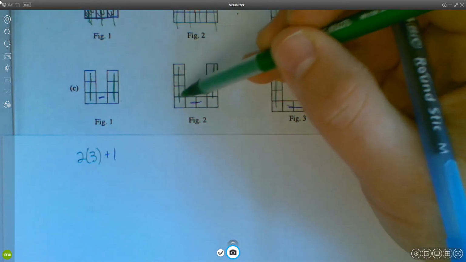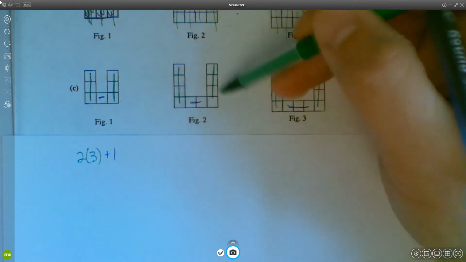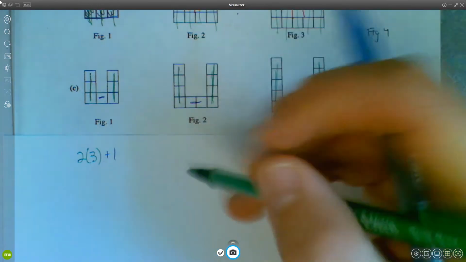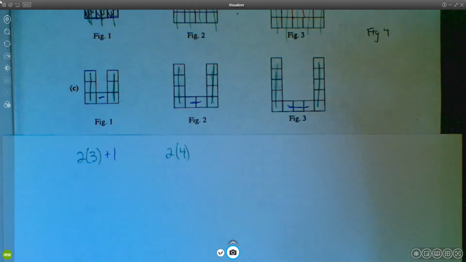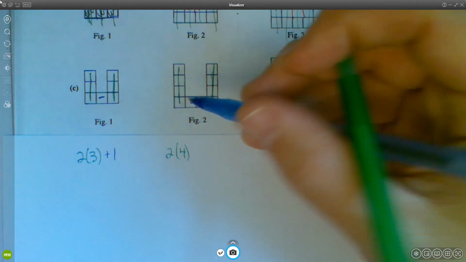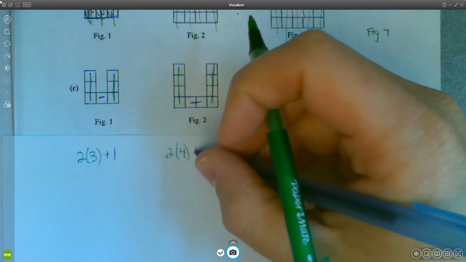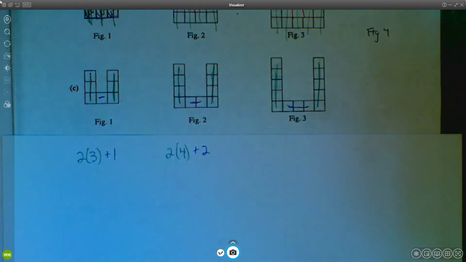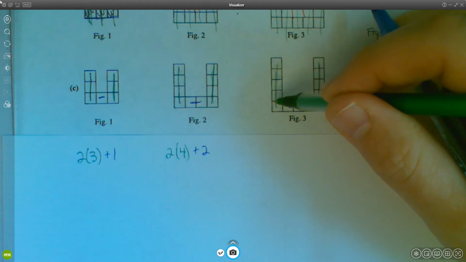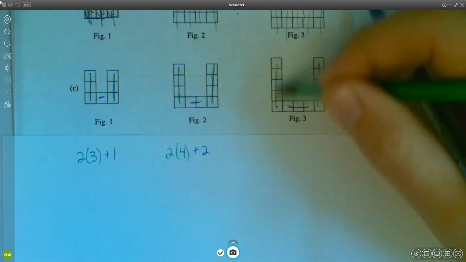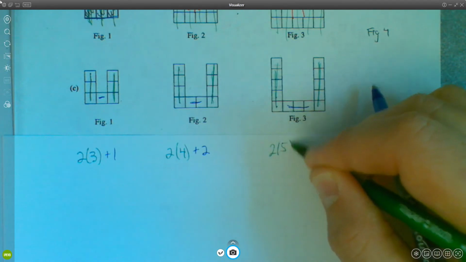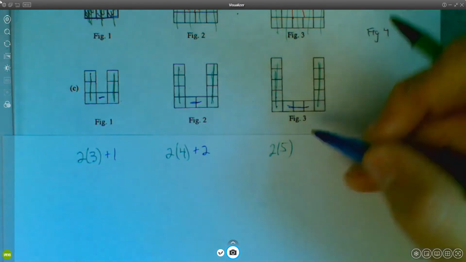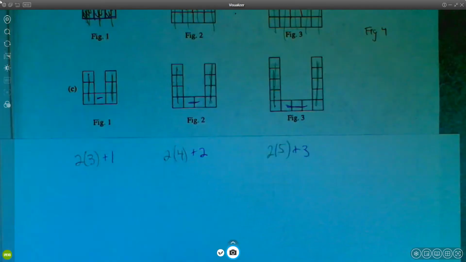For figure 2, I'm going to say again I have a group of 4 and then another group of 4, so that makes two groups of 4. So I'm going to call it 2 times 4. And then I've got plus 2. Okay. And then for figure 3, it looks like I've got 1, 2, 3, 4, 5. So it looks like I've got two groups of 5. And then I've got 3 left in the middle, so plus 3. So that seems to work out pretty nicely, right?